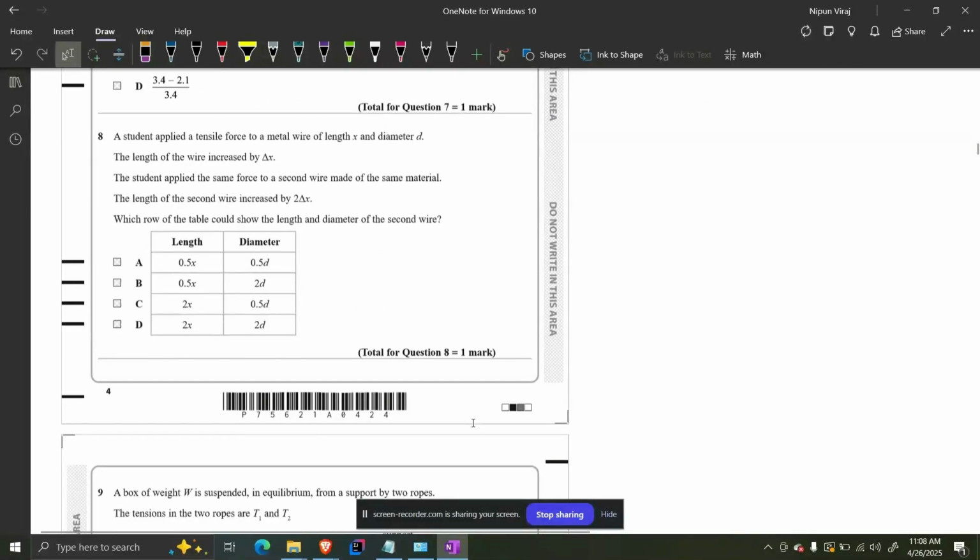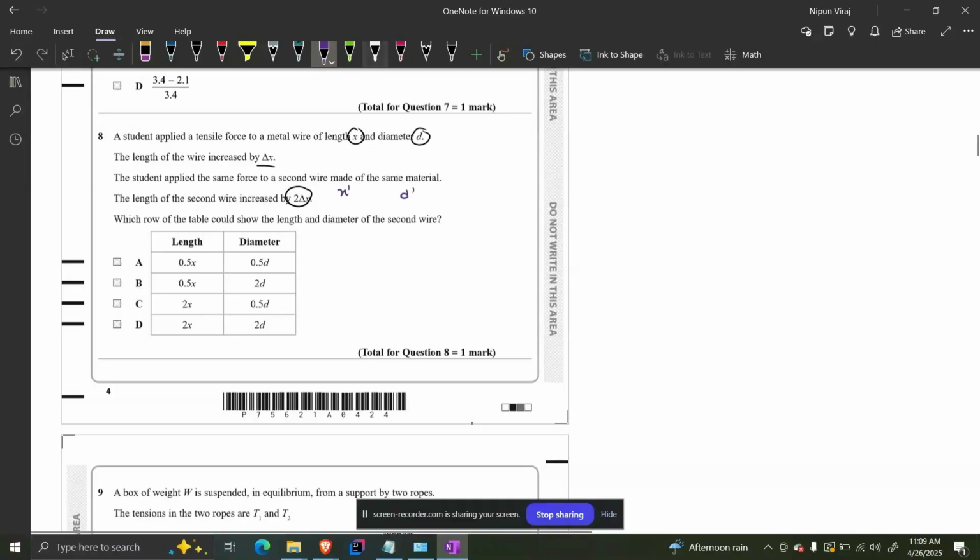Then the eighth question. A student applied a tensile force to a metal wire of length x and diameter d. The length of the wire increased by delta x. And there's another second wire. The length of the second wire increased by 2 delta x. So they are asking what will be the length of the second wire and the diameter of the second wire. So we can put the length of the second wire to be, let's say, x dash, and the diameter of the second wire to be d dash.